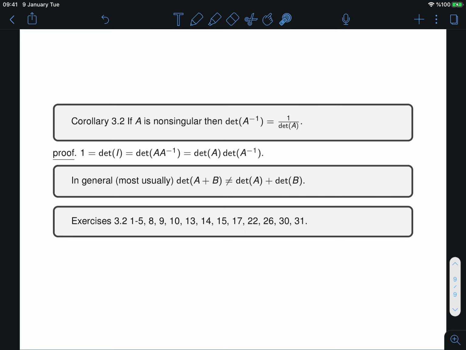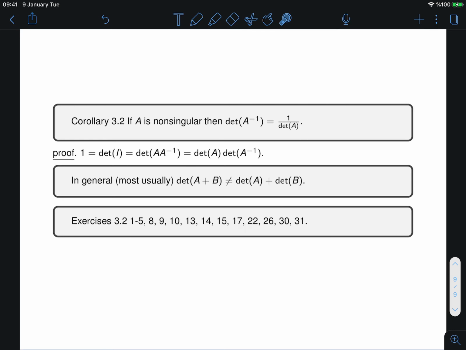Okay, the final property of determinants today: the determinant of the inverse matrix, if it exists, of course, is 1 over the determinant of the matrix. What is the proof? Well, a matrix multiplied by its inverse is just the identity matrix. So this determinant equals this determinant. But we know that for the identity matrix, the determinant is 1. And we have also seen that we can separate determinants like this. Now if I solve this equation for the determinant of A inverse, I get this result.